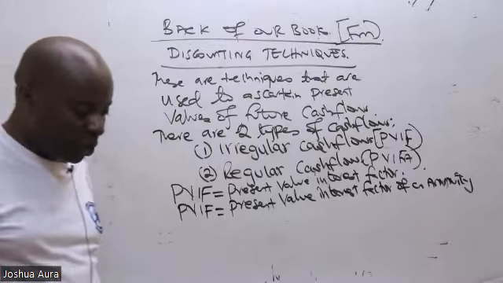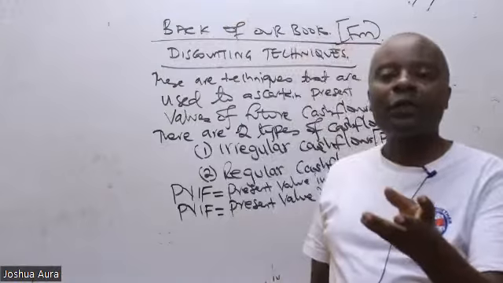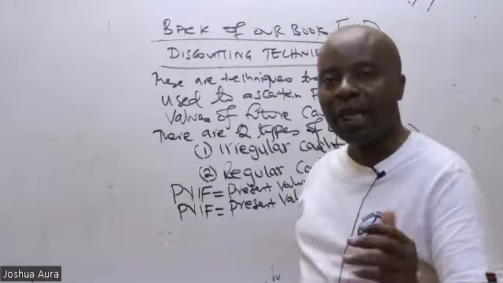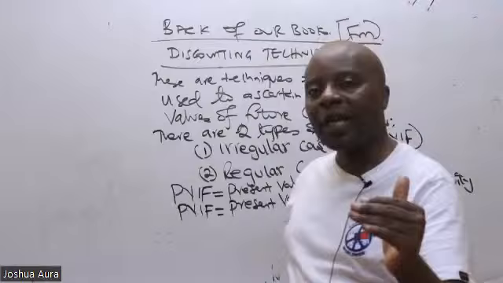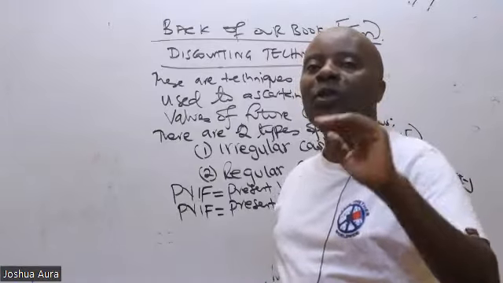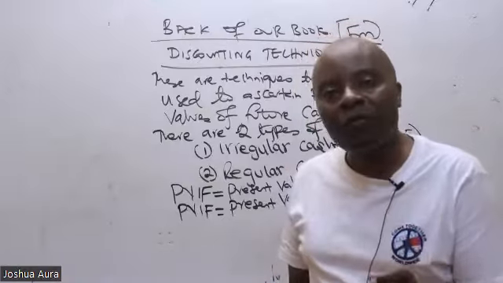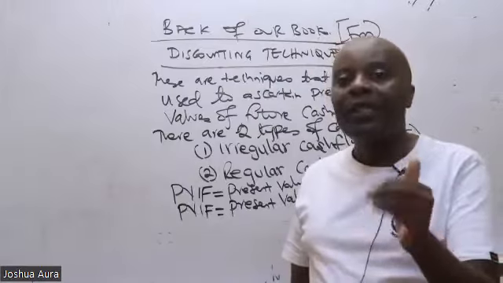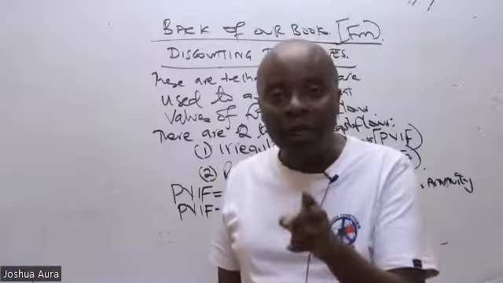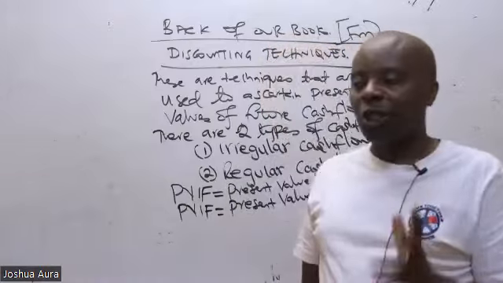And as I wait for you guys to give me response, the most important thing is for us to know that irregular cash flows keep on fluctuating. This year you are getting 10, next year you're getting 15, the other year you're getting 8. So in this case, irregular means non-uniform. And if the cash flows that you give me are non-uniform, then I will always present value them using PVIF, present value interest factor.